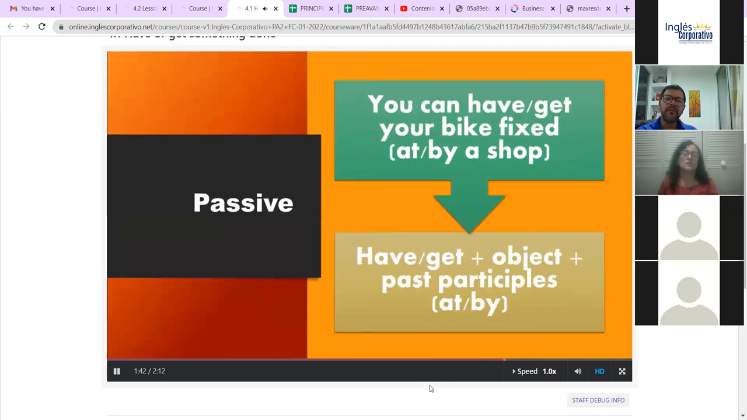Moving on, we have passive. You can have or get your bike fixed. It's optional to write at or by a shop. Have or get plus object plus past participle. It's optional to use at or by.